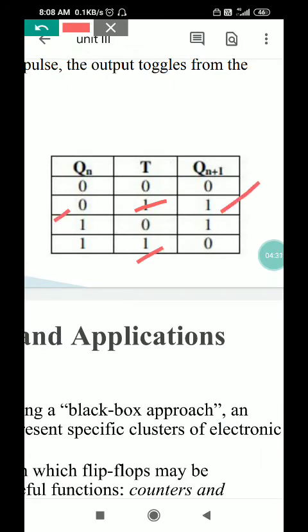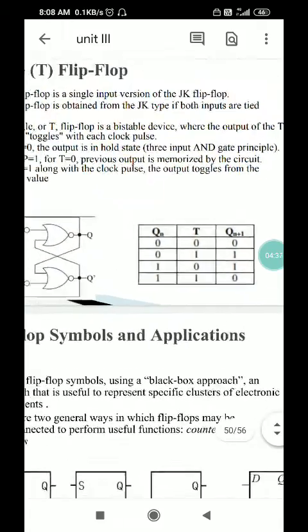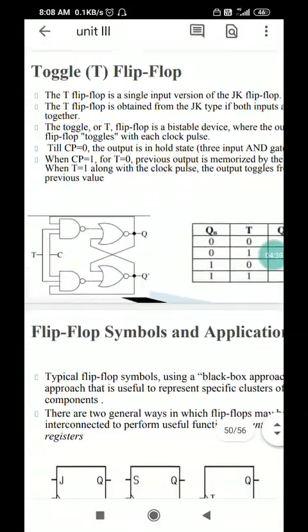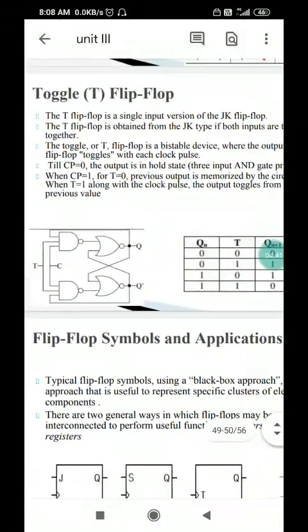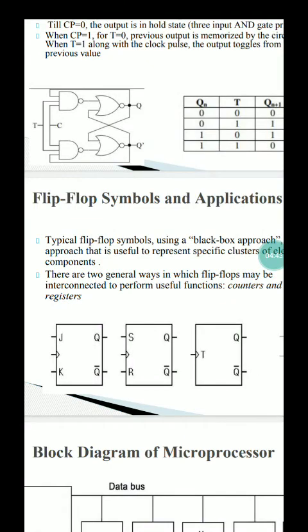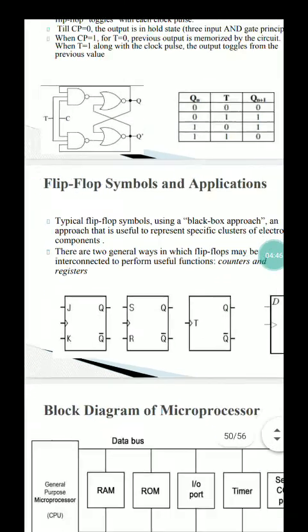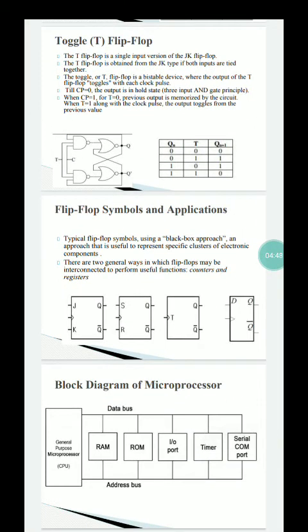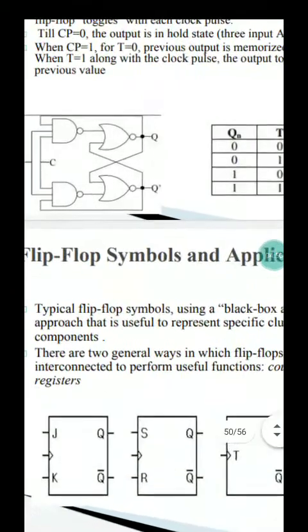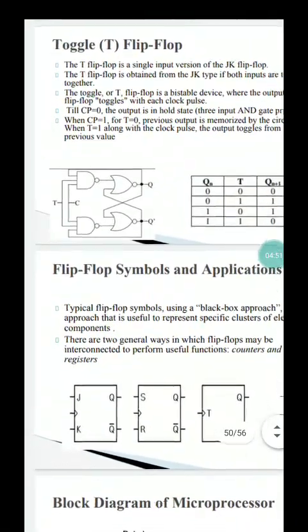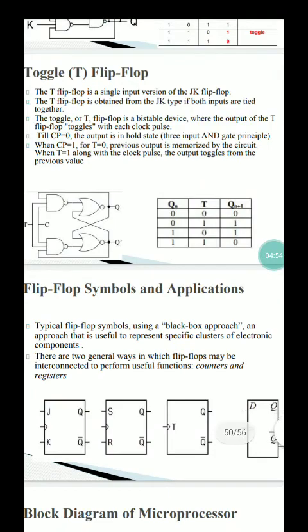If it was 0, it will become 1. If it was 1, it will become 0. This is how your toggle flip-flop works. This toggle flip-flop is very, very important. It's used in many other applications like ring counters and some other applications also. So you have to remember the circuit diagram, its truth table, and explanation.